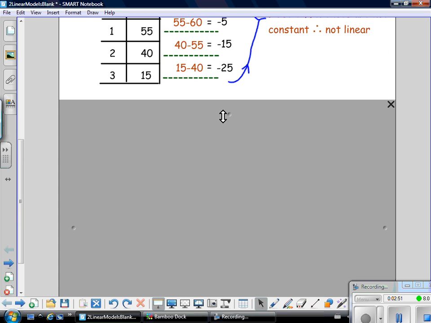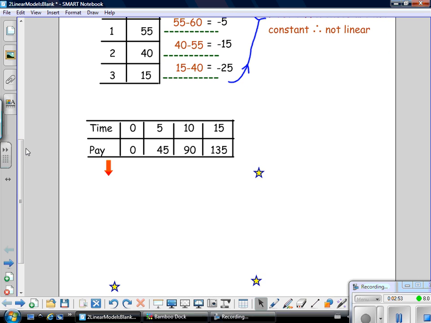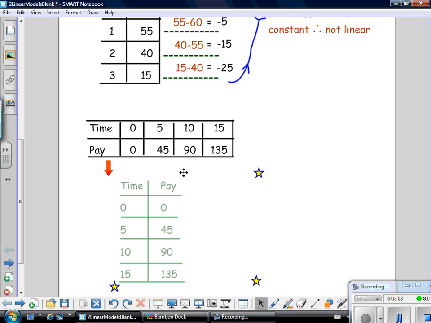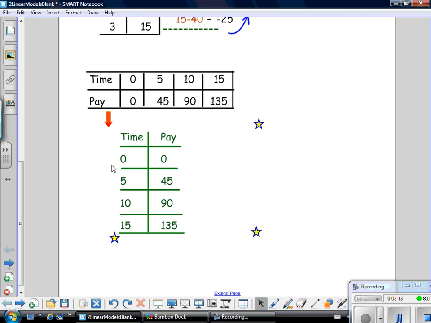Now for the next example, they have given me my table of values horizontally rather than vertically. So the first thing I have to do is take it and turn it into a vertical one. It just makes it so much easier. Again, I'm going to look at the left-hand column. Does it go up an even amount? Well, in this case it's going up by 5, so I'm fine.